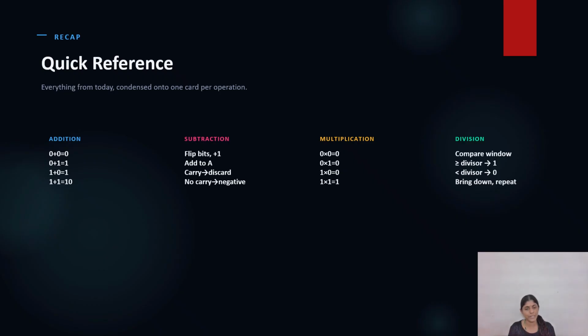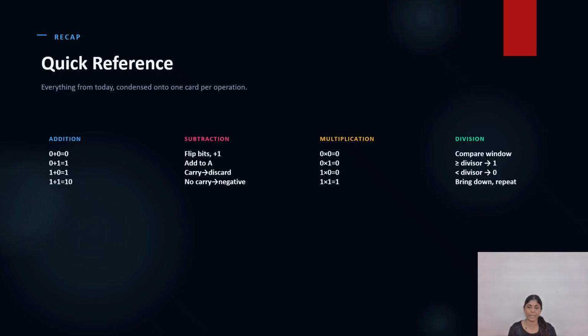How to do the subtraction? First, you have to do the flips, inversion of the B. After that, you have to add 1 to the inverted value. 1's complement plus 1 becomes the 2's complement. Then add it to A. If carry is there, discard the carry, consider the remaining values. If there is no carry, you have to consider it as a negative number. At the same time, you have to do the 2's complement of the result.